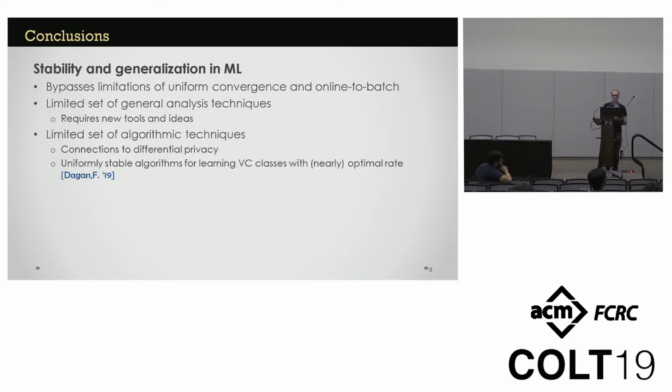And the other limitation is that we have a relatively limited set of algorithmic techniques which have stability. Here, one promising direction is connections to differential privacy. Specifically, for example, in a very recent work with Yuval Dagan, we showed that using this connection, one can give uniformly stable algorithms for all VC classes with nearly optimal rate, which apparently wasn't known.